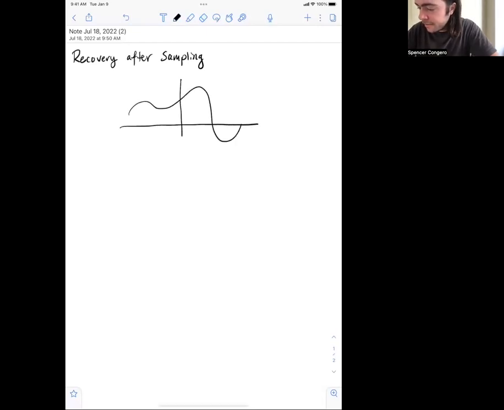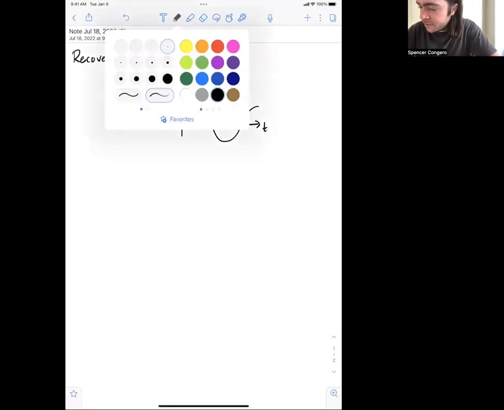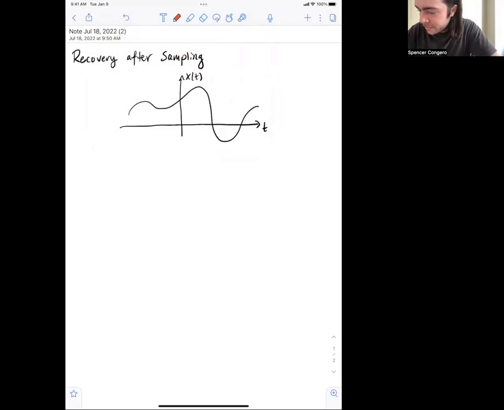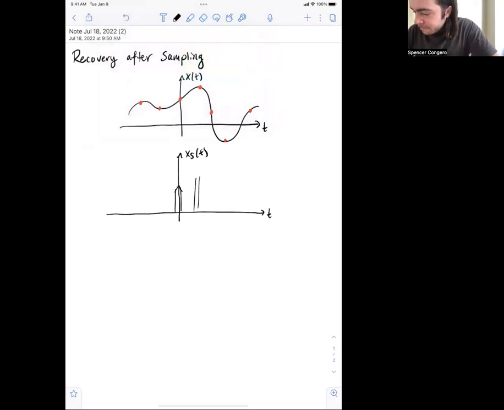So let's say I have my arbitrary signal x of t. And remember, we wanted to look at it at these locations. Okay, so those were going to be our samples. And what we did was we multiplied x of t by an impulse train, and we ended up with our sampled signal. And what did it have? It had all these delta functions whose heights or areas were given by the values of our original x of t at those locations that we're sampling at.